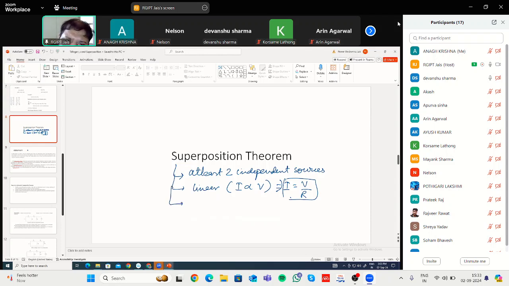Next is bilateral. It will be a bilateral circuit. That means all the elements should be bilateral elements. Can anyone give the answer? What is a bilateral element? We have already done this part. What is bilateral and unilateral? Two things we have studied. If you remember, please let me know in the chat. What is the definition of bilateral element? The circuit with all bilateral elements, you can apply superposition theorem. Can anyone write in the chat?